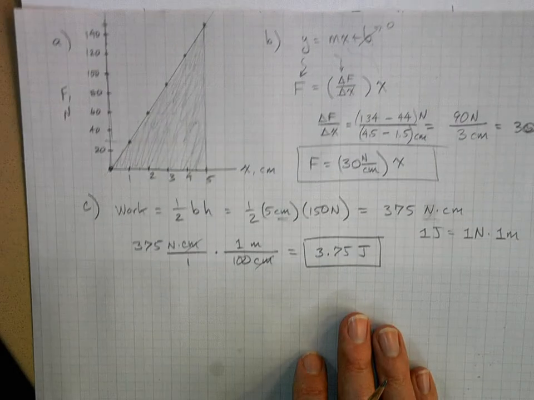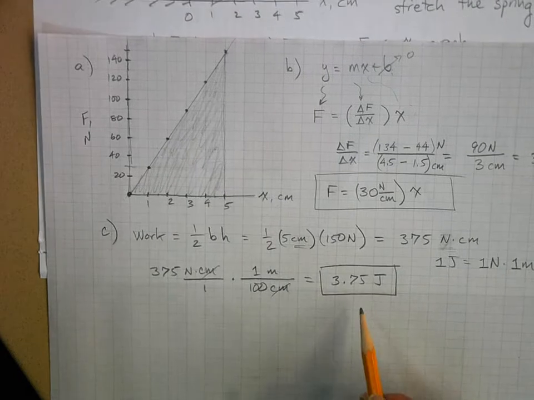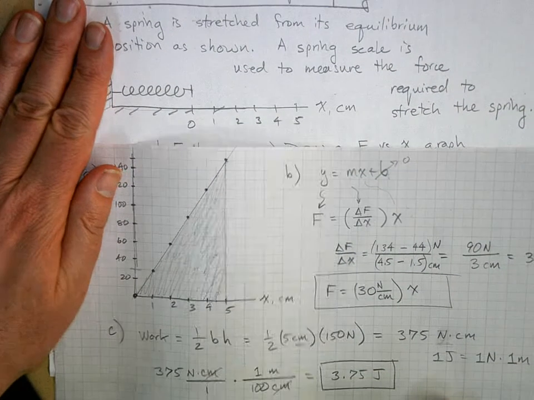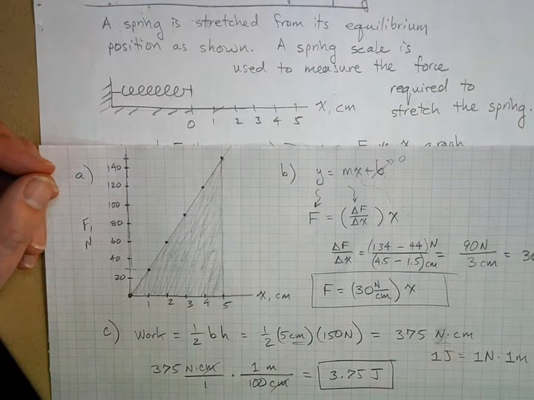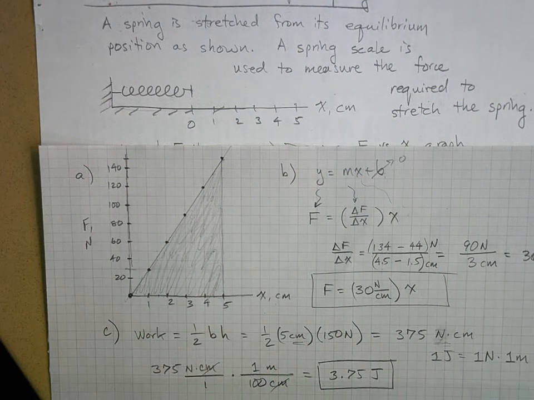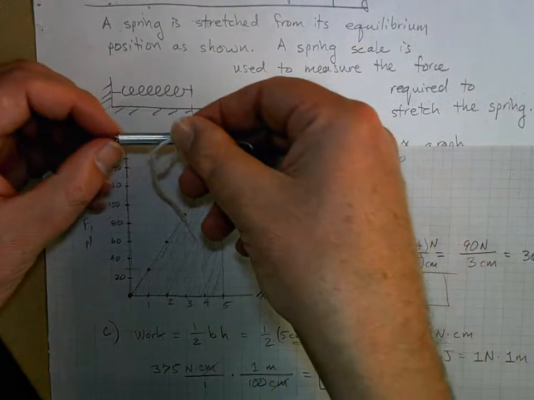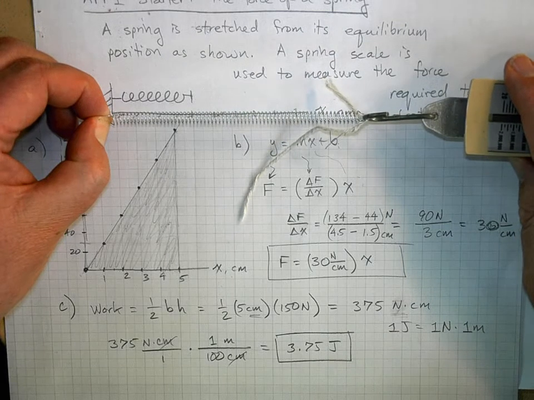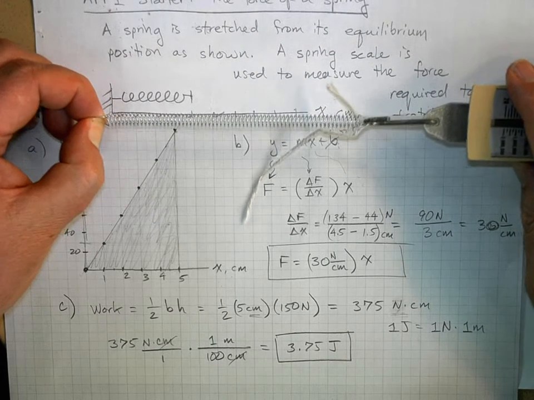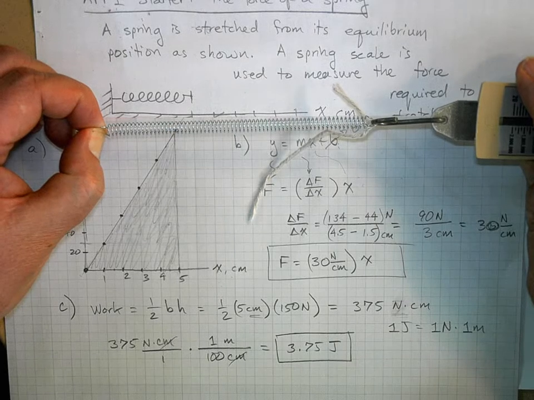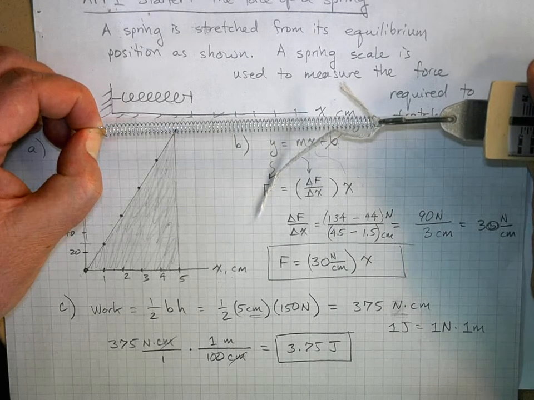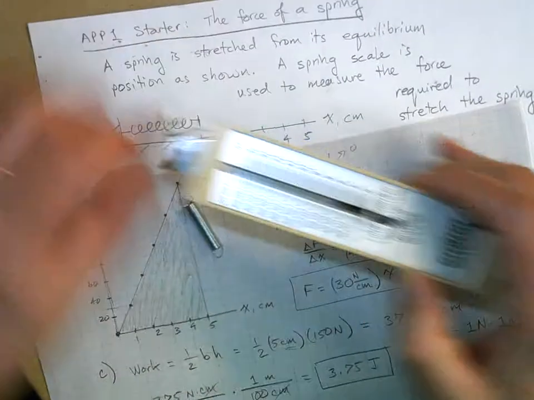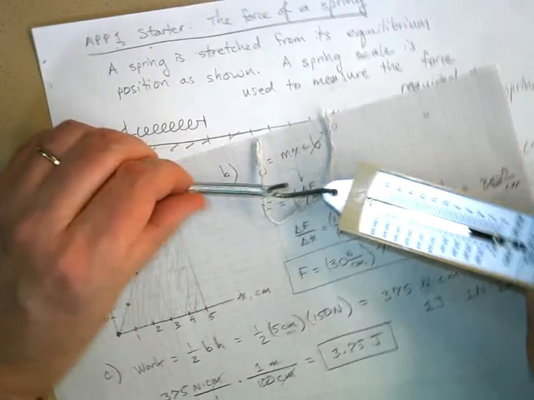So let me come on up here. So it took 3.75 joules to stretch this spring out. Where did that energy go? If I take an elastic material and I stretch it out, can I get that energy back? Is it gone? No, it's stored up. Look what's going to happen. What would happen if I let go? Ouch. See, I'm going to do this.